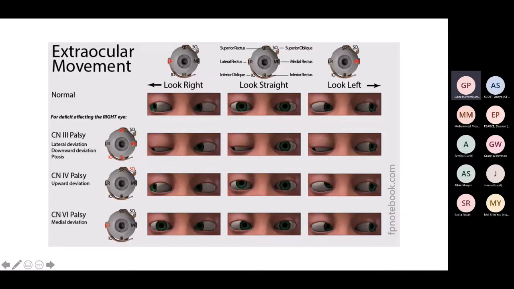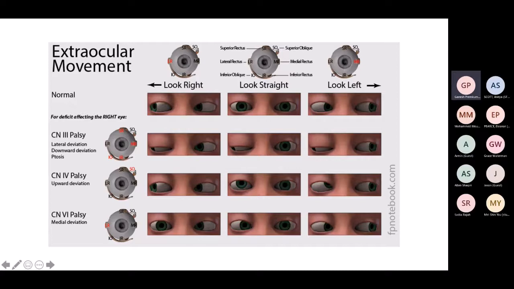When you ask them, yeah, I think so, right eye, yeah. So when you ask the patient to look left in the cranial nerve 4 palsy, you notice again the eyes aren't level. And again, same rationale, the superior oblique has been knocked out.